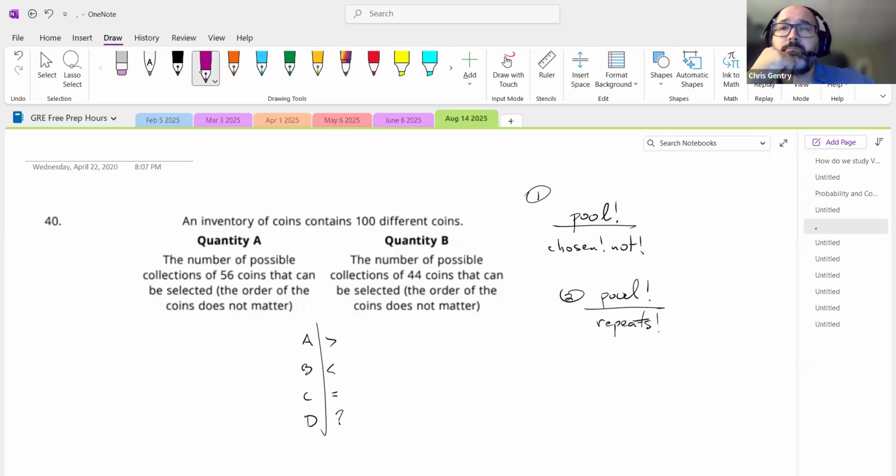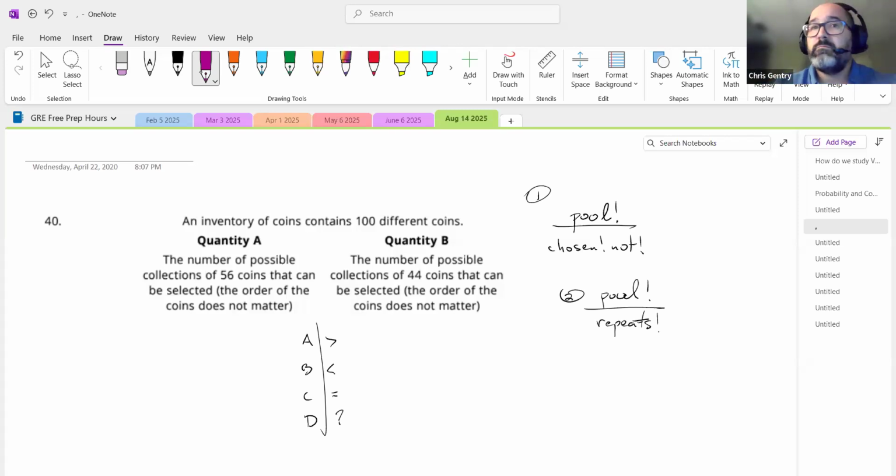Does everybody agree? Well, I would say yes. Yeah, because it doesn't really repeat. Exactly, if you think about it, we're not shuffling the coins that we select. We're just selecting some and excluding others.